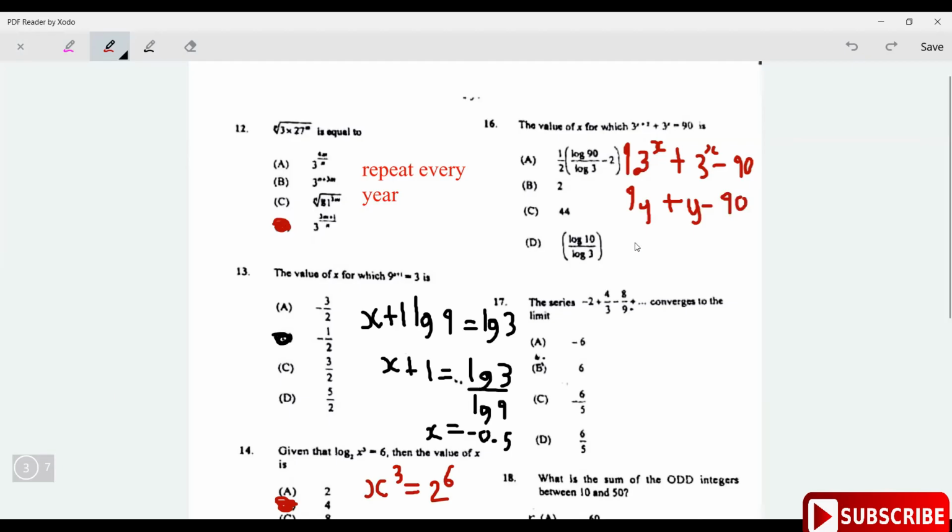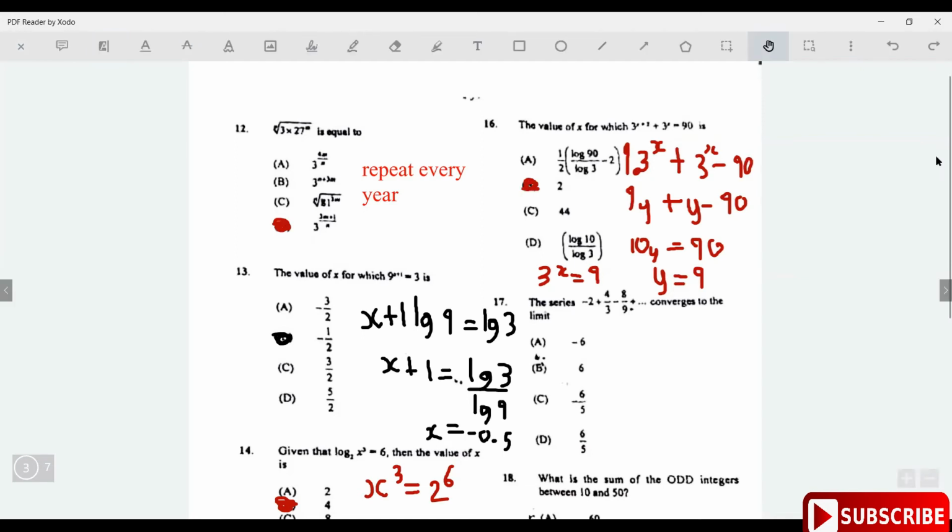And so 9y plus y is 10y. And so 10y is equal to 90. When you bring it back over, dividing through by 10, you get y equal 9. Since y is equal to 9, remember, y was 3 to the x. And so 3 to the x is equal to 9. And if 3 to the x is equal to 9, then x equals 2, easy.